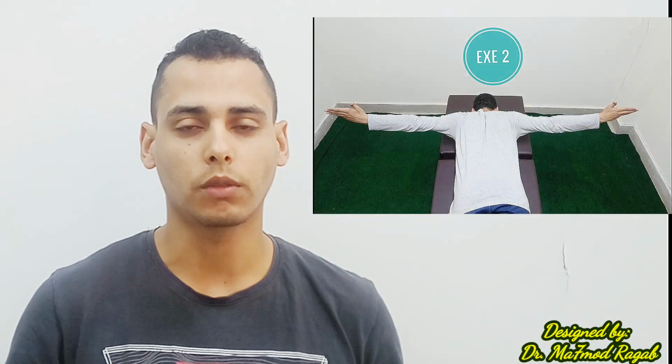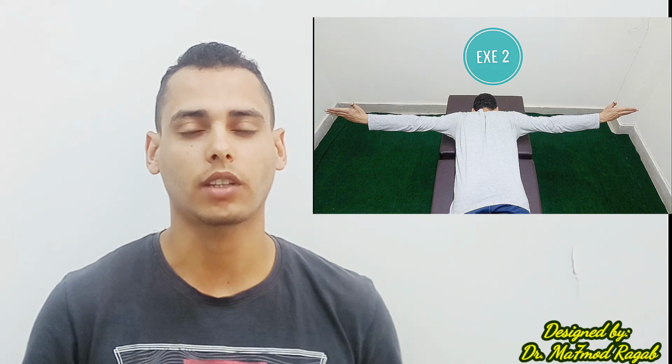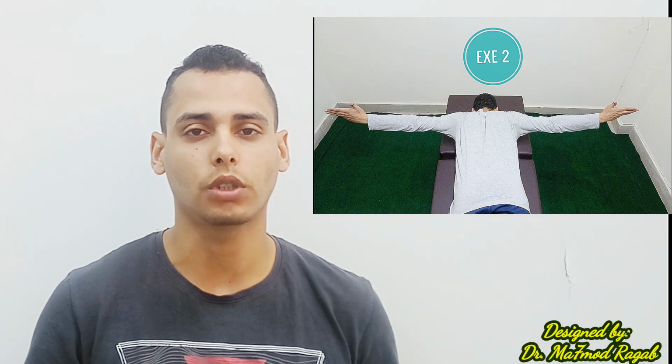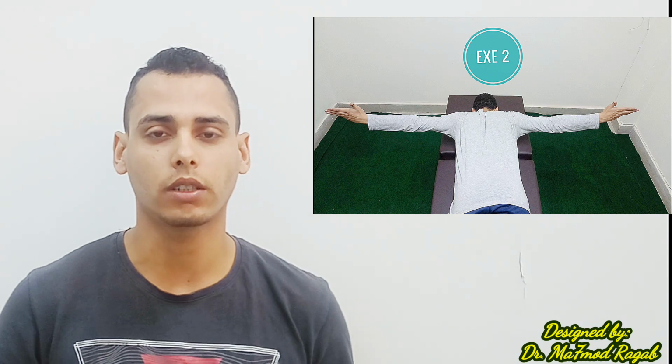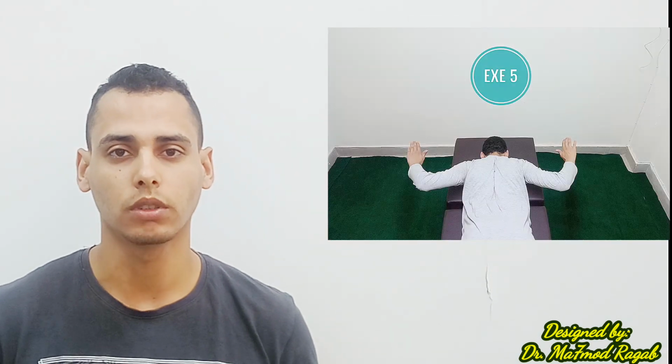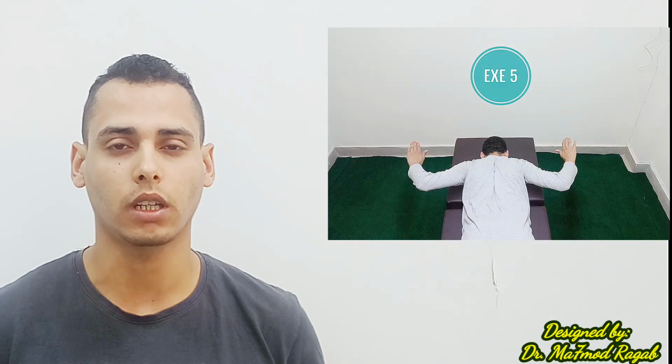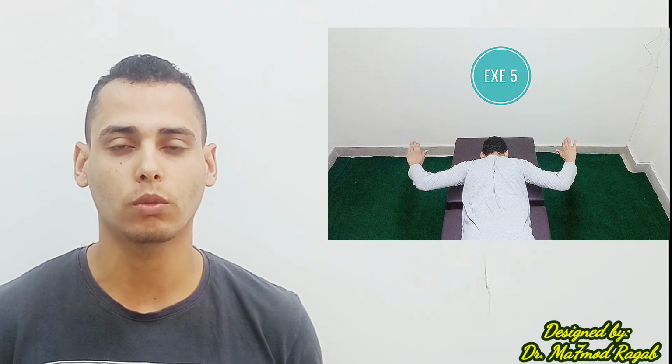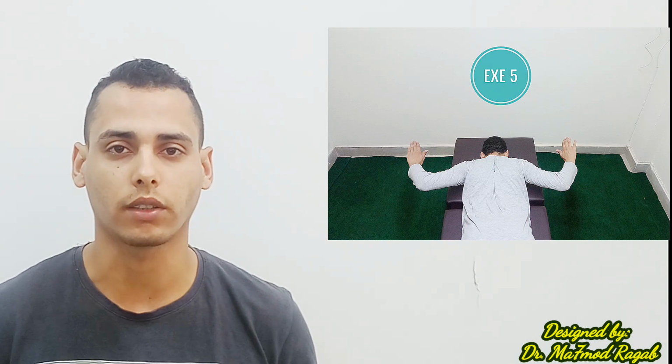Both exercises 2 and 5 resulted in significant scapular external rotation, upward rotation, posterior tilt, and clavicular retraction from neutral. So, these exercises may be recommended if the goal of the rehabilitation is to mobilize the scapula about multiple axes.